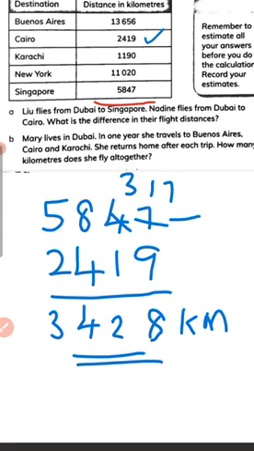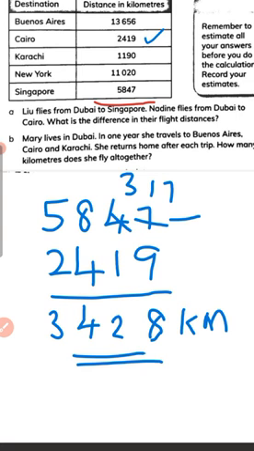Cairo. Again she returns home. Okay. Then to Karachi. Again she returns home. So here we have to find how many kilometers she flies altogether in 1 year.